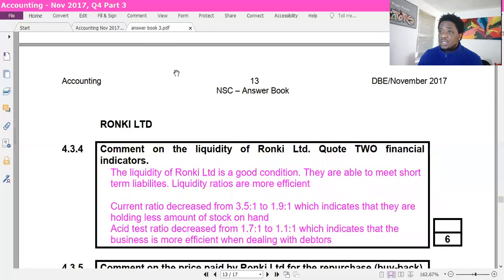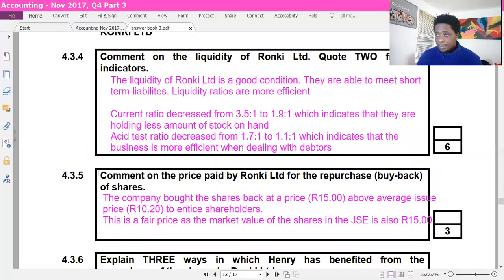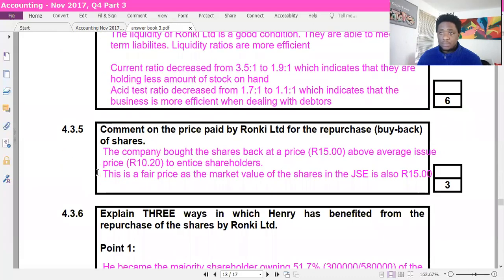So this was my answer. I said the company bought back shares at a price of 15 Rand, which is above the average issue price of 10 Rand 20, to entice shareholders. This is a fair price if the market value of the shares on the JSE is also 15 Rand. So that was a simple price.